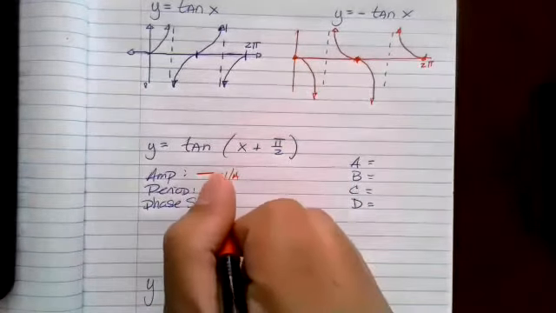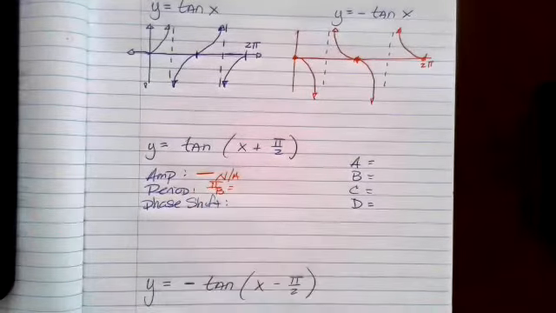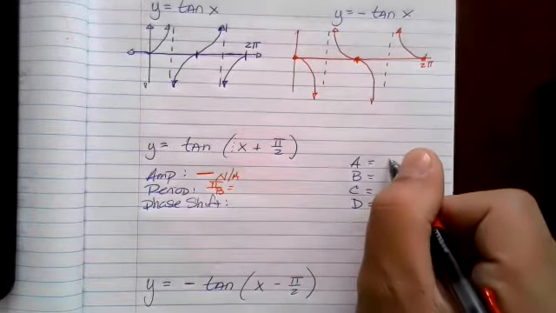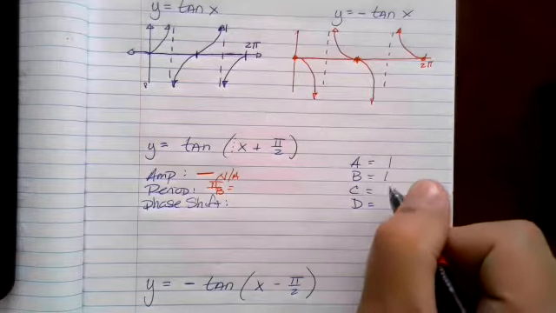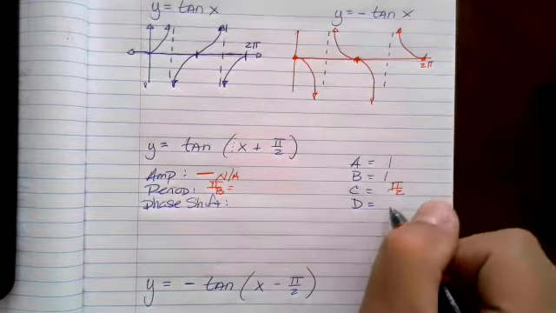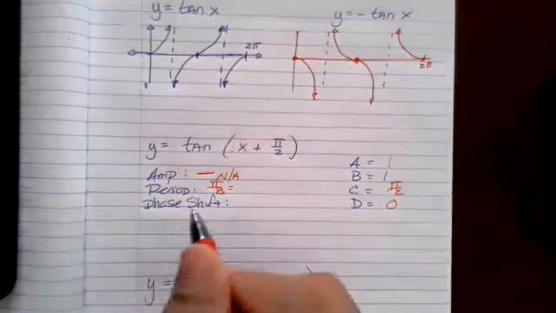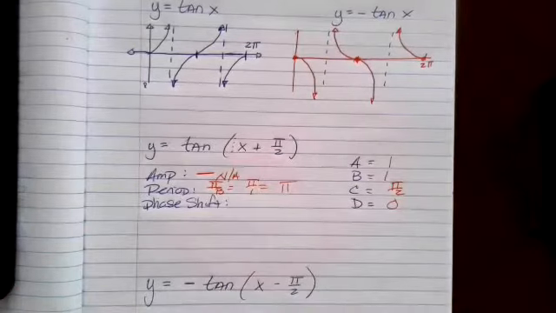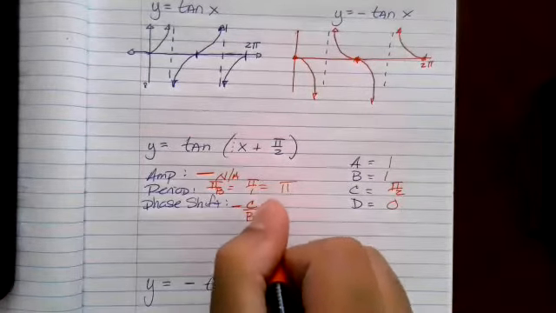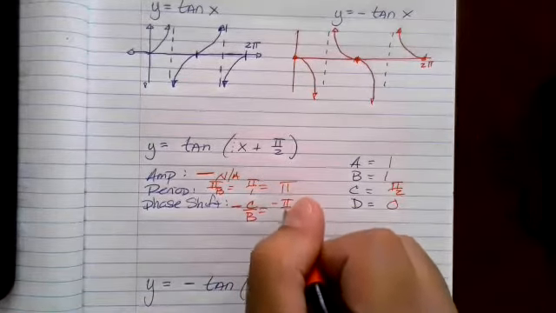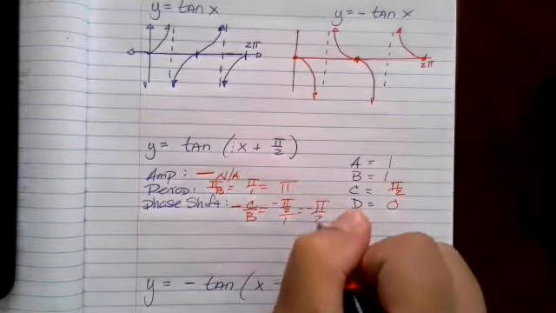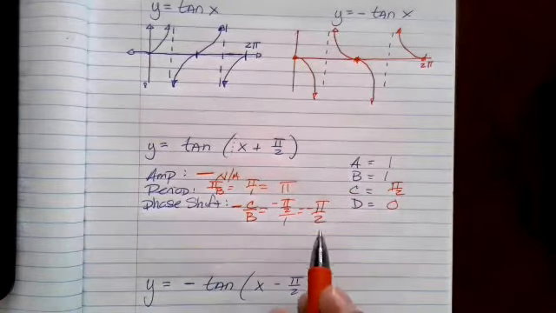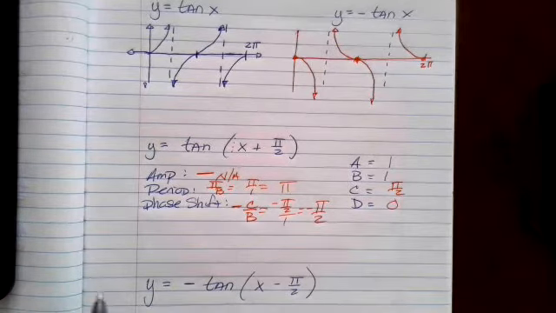My period is pi over B. Maybe we should label our A, B, and C. A is 1, B is 1, C is pi over 2, and D is 0. So my period is pi over B, which would be pi over 1, which is pi. My phase shift is negative C over B, so it's negative pi over 2 over 1. So it's negative pi over 2. So it means everything is just going to shift to the left 1/2 pi.